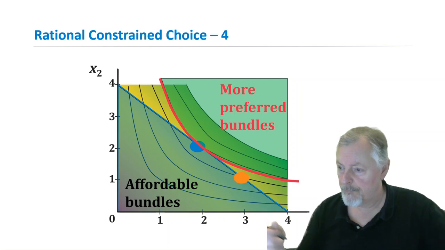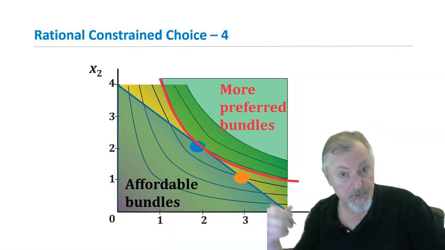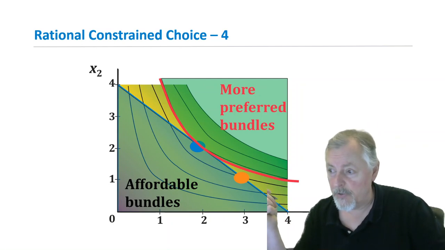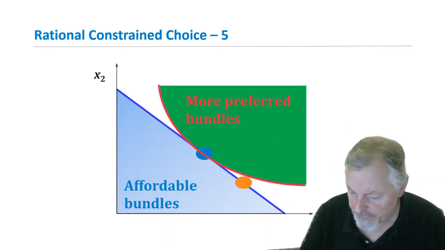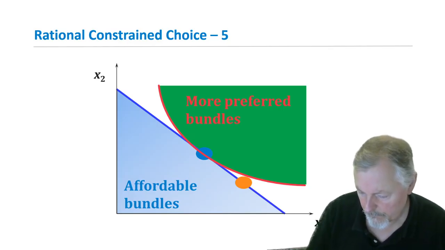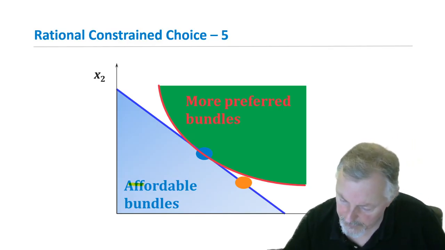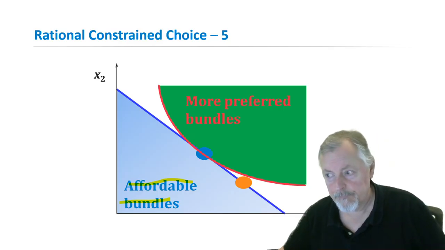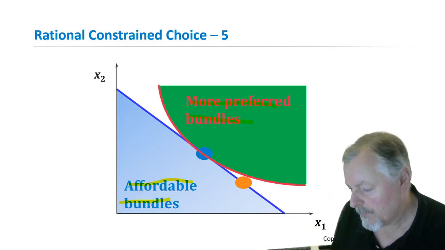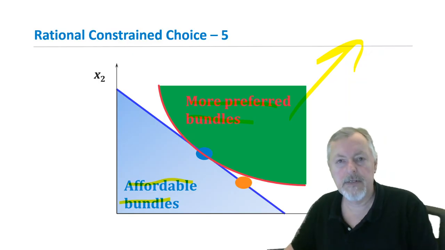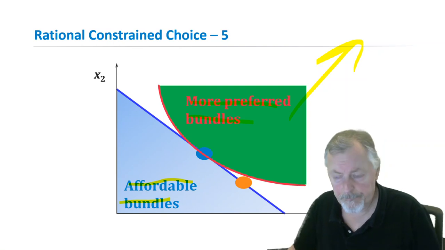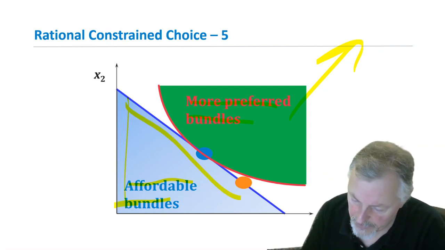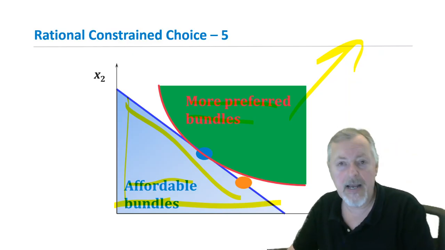Well, consumption bundles to the northeast make the person happier. So we see here the things a person can afford to the upper right are things that make the person happier. So this person is going to pick the one and only consumption bundle of the ones that they can afford that gets them to the very highest indifference curve.